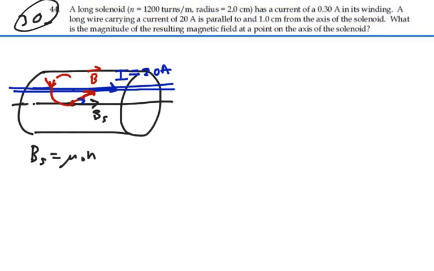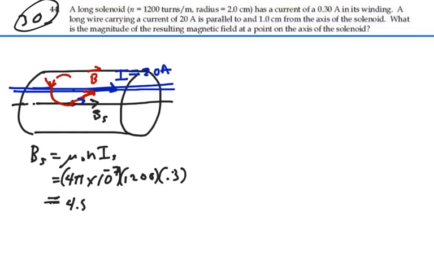Alright, the magnetic field due to the solenoid is mu naught little n times the current of the solenoid. That's going to be 4 pi times 10 to the minus 7 times the number of turns per meter, which is 1200, times the current of the solenoid, which is 0.3 amps. So this gives us a magnetic field of what? 4.52 times 10 to the minus 4 Tesla. And its direction would be, as I've drawn it, to the right, like this.